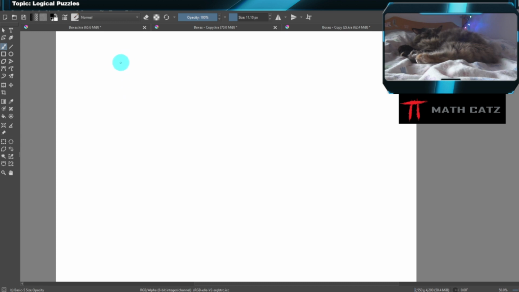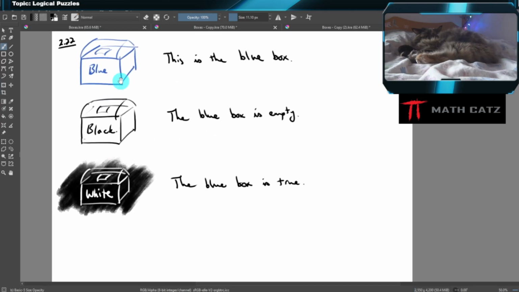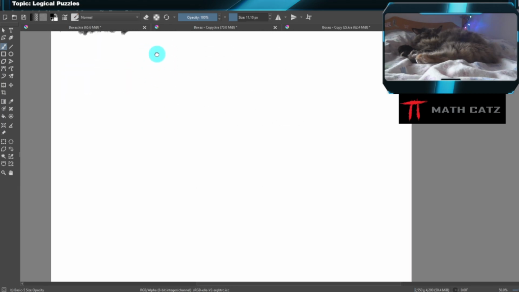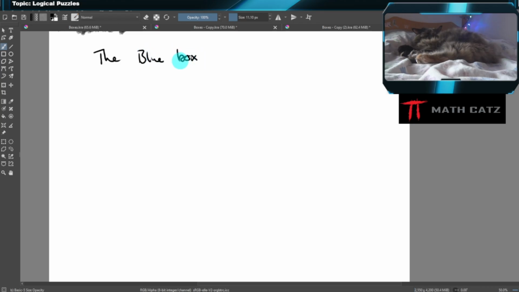So let me just go up here and note, we're going to start with blue because the blue statement can be evaluated right away. It says, this is the blue box. It is the blue box. That means blue is necessarily true. Sort of a coincidence that the previous example had the exact same starting point. The blue box is necessarily true.